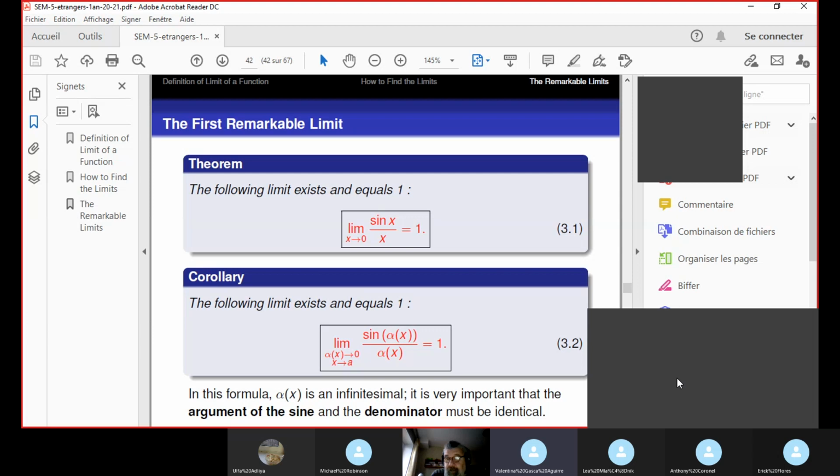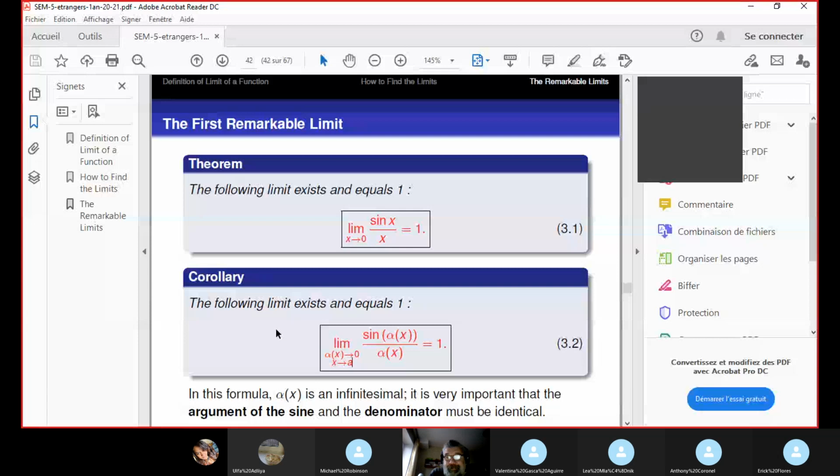It's clear. So you see, Mikhail, what I say now, you have to believe me and check your lectures. But we will use the formula 3.1 and 3.2 in our next exercise.